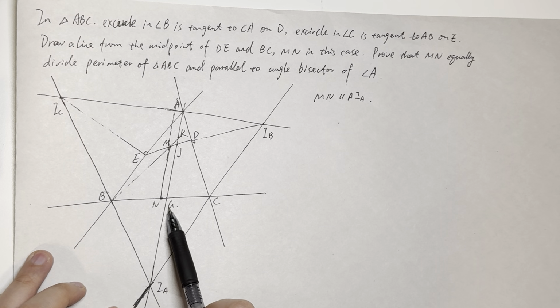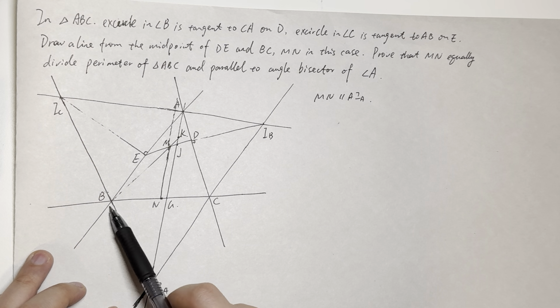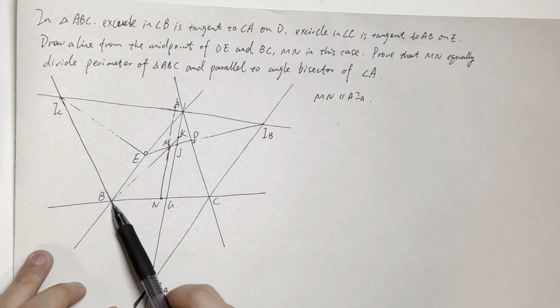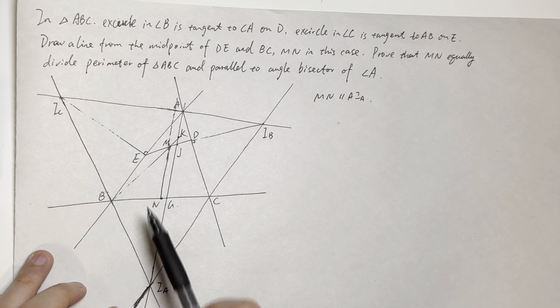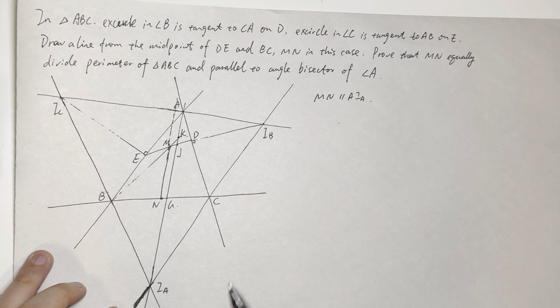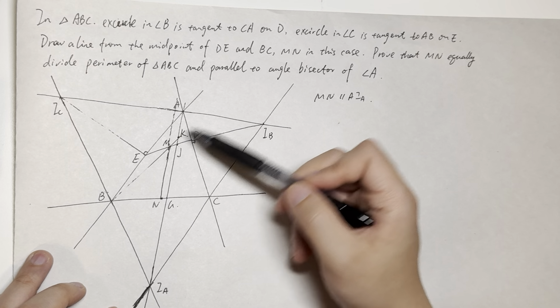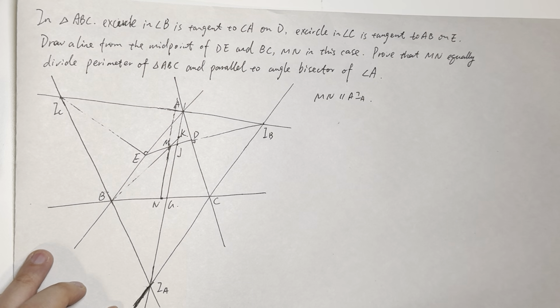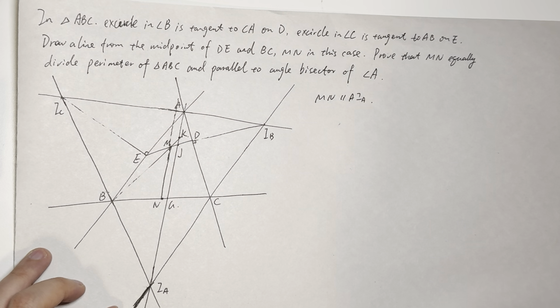For BN to NG, that is easy, right? Because we can calculate the real length of BG, and we know the length of BN, which is half of BC. So we can calculate the ratio of BN to NG. Then we can prove that if these two are equal, that means MN is parallel to KG, right? Okay, let's do the calculation here.